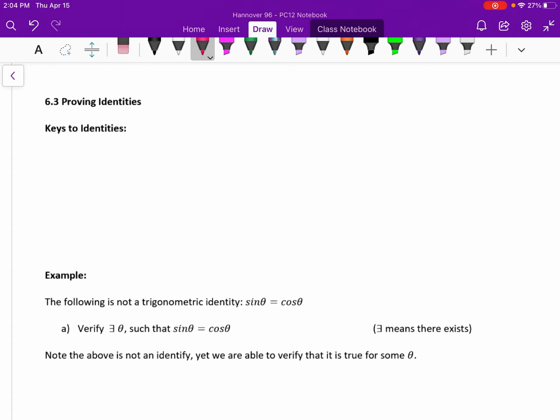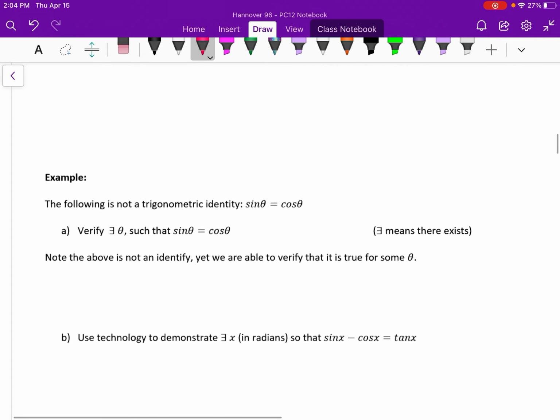I don't know. Really, the key to identities is practice, keeping a calm mind about yourself, trying to visualize patterns, and taking a chance. Really, what we're going to be doing is a lot of guesswork, a lot of intuition, but mostly a lot of practice. So let's get started on proving identities.